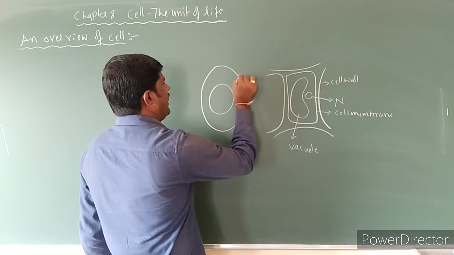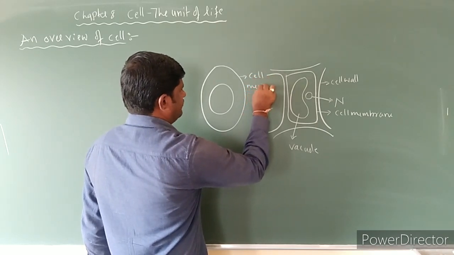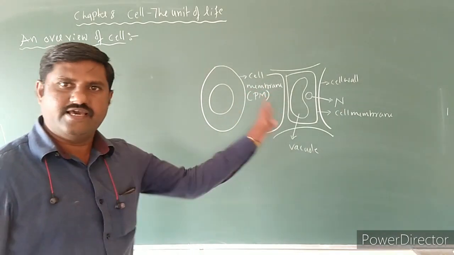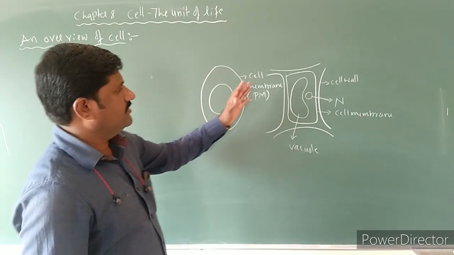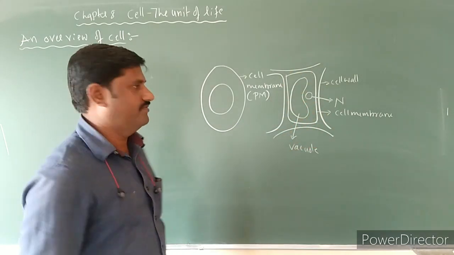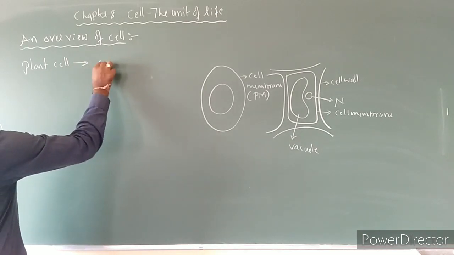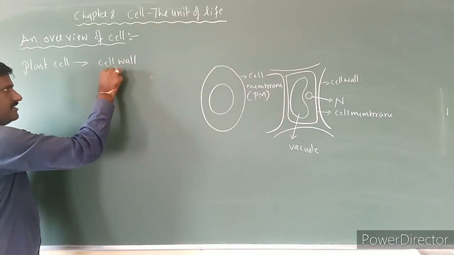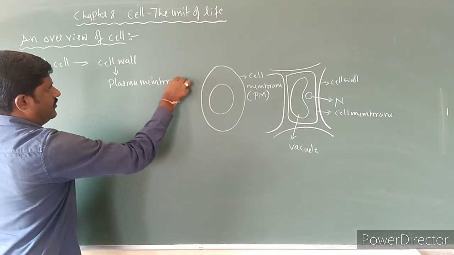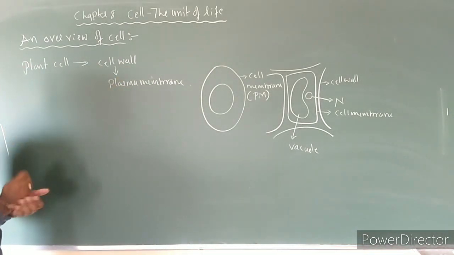This cell has a definite boundary around it, and that is the cell membrane. Cell membrane is nothing but plasma membrane. In the plant cell, there is a definite boundary which is the thick or rigid cell wall. The plant cell is surrounded by the cell wall, and inner to this cell wall there is the plasma membrane that we come across over here, right? So this is the fact.